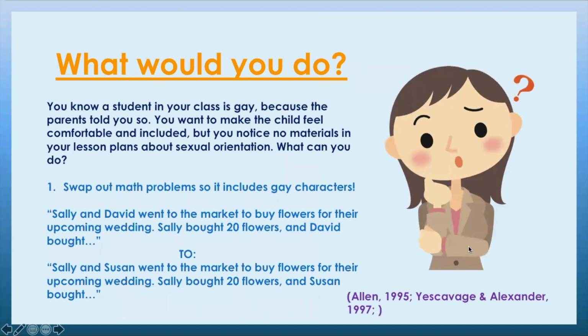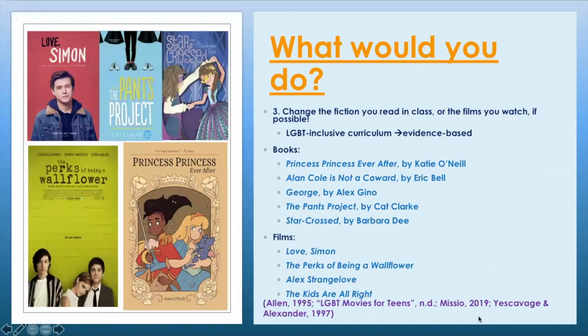So to contextualize it, I'll give a scenario. Let's say you're an educator and you have a student in your class that's gay because the parents told you that they're gay. You want the child to feel comfortable and included, but you notice no materials in your class are about sexual orientation. What can you do? Well, one simple solution is to swap out math problems with ones that include gay characters. For example, a math problem that says Sally and David went to the market to buy flowers for their upcoming wedding can be switched to Sally and Susan. This simple change can help form representation for queer characters and queer individuals. A child can see themselves in a math problem.